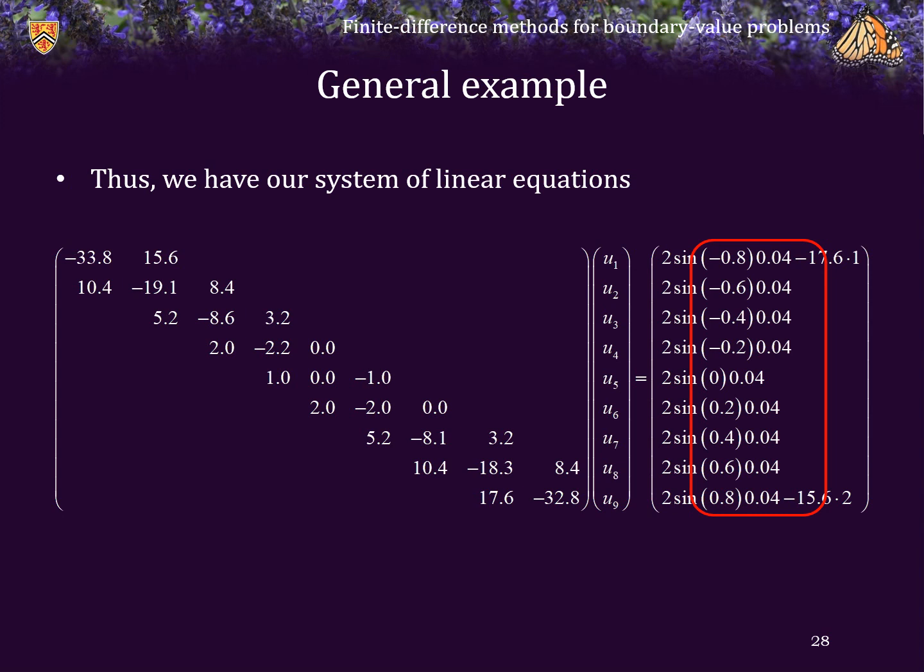The right-hand side is the same. We've evaluated the forcing function at each of the interior x values from -0.8 all the way up to 0.8, and we have multiplied each of them by 2 times h squared. We then subtract p evaluated at the first point, -0.8, times the left-hand boundary condition, which is 1, and we subtract from here r evaluated at the last x value, in this case 0.8, multiplied by the second boundary condition, which is 2.